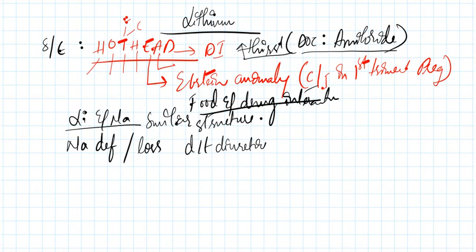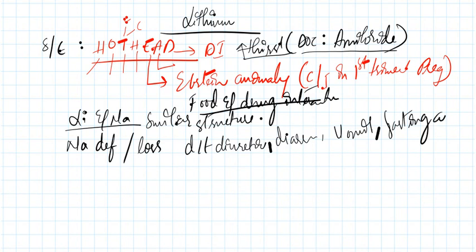So what happened? Sodium deficiency or loss due to diuretics, right? Diarrhea, vomiting and fasting. Due to diuresis, diarrhea, vomiting and fasting, right? These conditions may lead to lithium retention and toxicity.